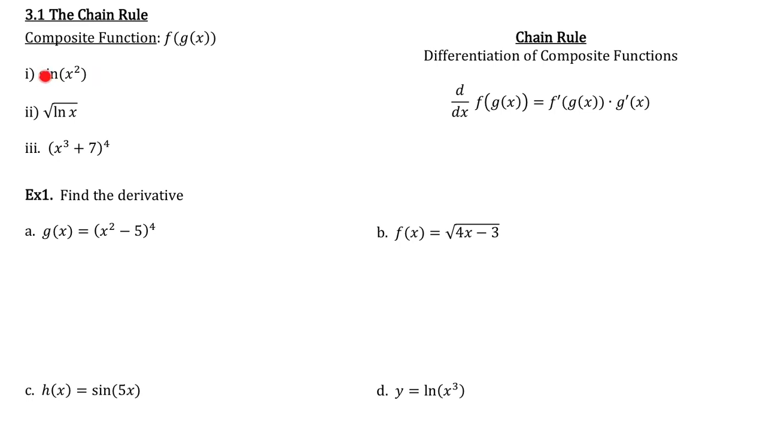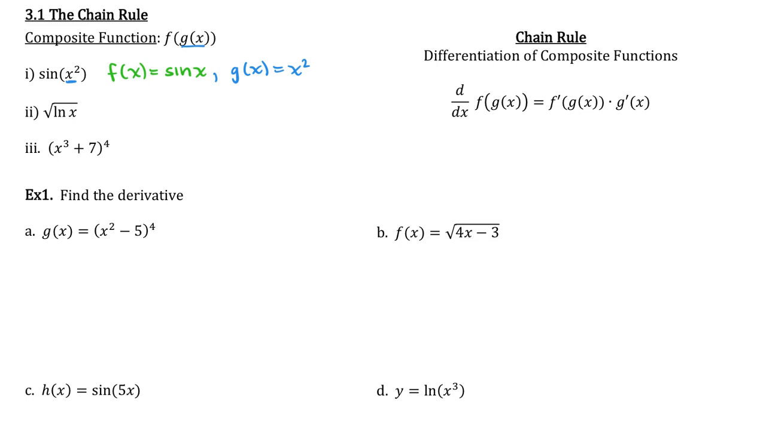So I'm doing the sine of x squared. The outer function is the sine. The inner function is the x squared, which means, in this case, f of x is the sine of x. And then the inner function g of x is x squared. And then if I did f of g of x, I'm doing the sine of x squared, and it turns it into this. So f is the outer function, g is the inner function.